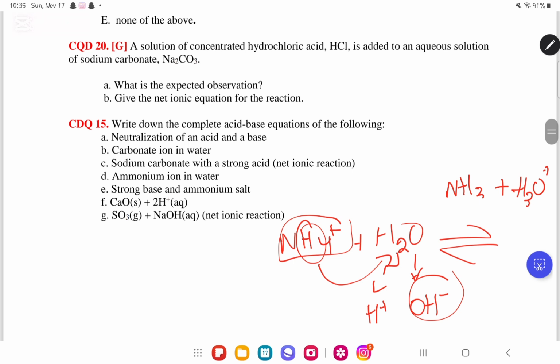So think of it like this. The OH- is gonna take the H+ from the NH4+, okay, and it's gonna put it in the H2O. So it's gonna take the H and put it into the H2O. So it's gonna be NH3 plus H3O+, okay?